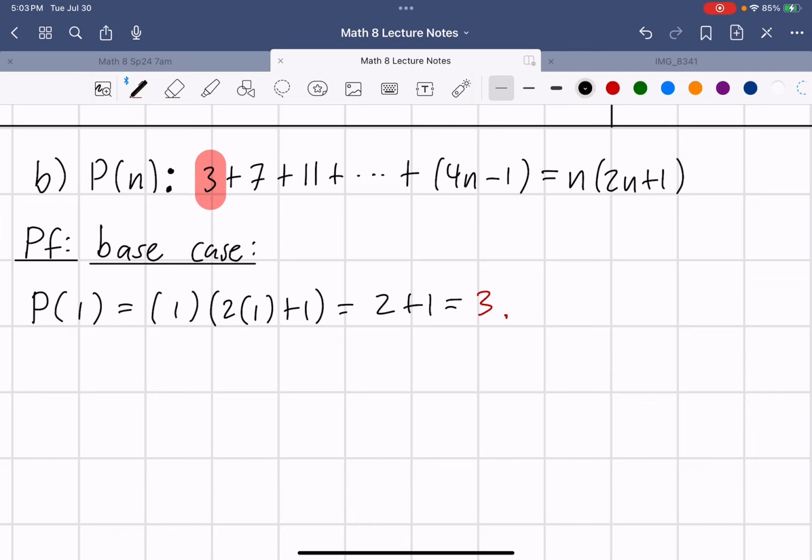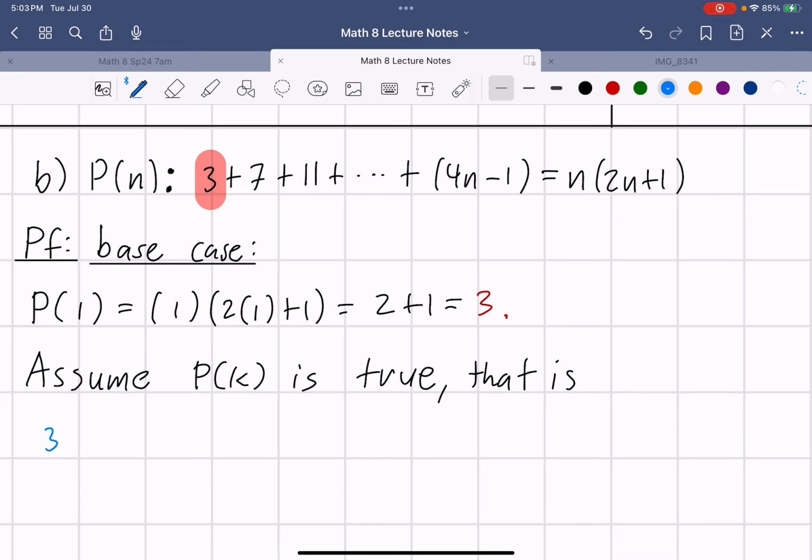Then we have to do our assumption. So this is our second step. This is like the induction step, some people call it. So assume P of K is true. That is, what does it mean for P of K to be true? It's that we get 3 plus 7 plus 11 plus ... plus 4n minus 1. Oh, sorry. K will give us K times 2K plus 1.